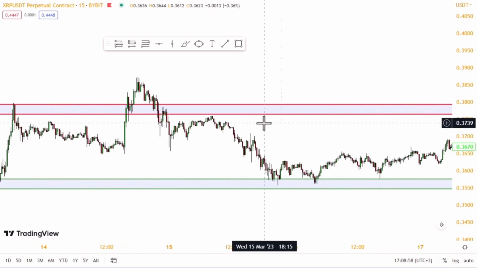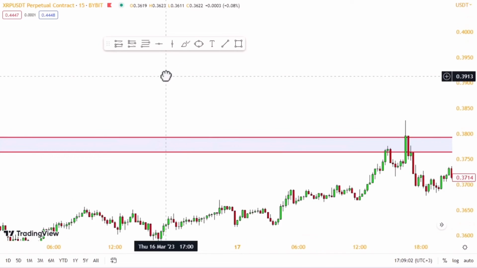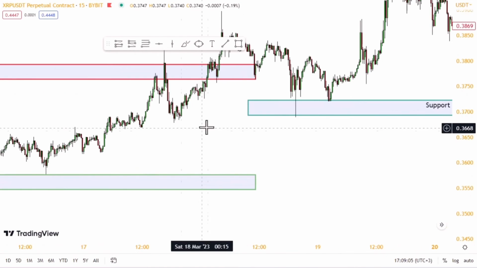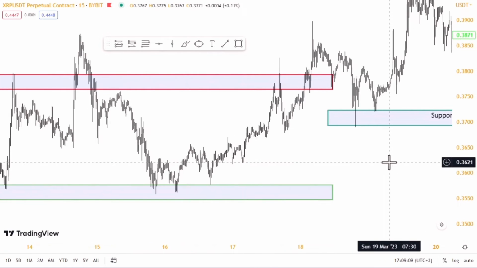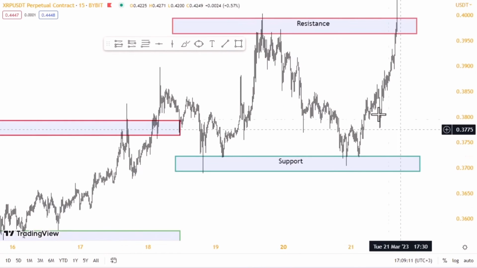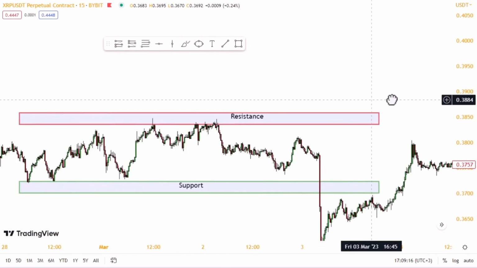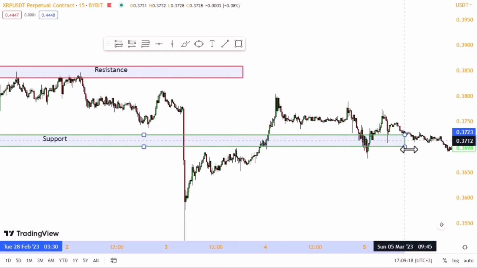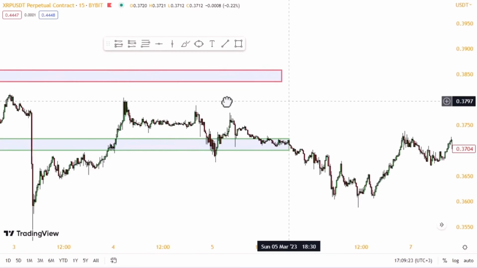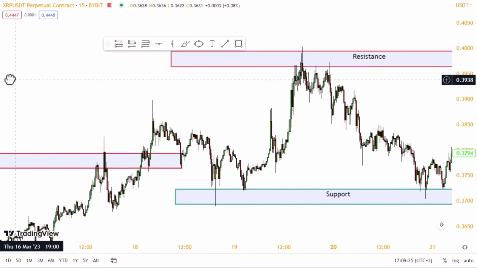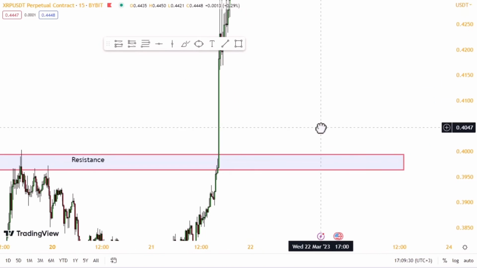And you have to be aware of the fact that the zones and these areas are going to be switched. They're going to transform to each other. What does it mean? It means if one area is going to be lost, it's going to reform itself. It's going to transform to the other factor. So if it is a resistant level, and it's going to be broken to the upside, then it's going to turn into a support level.